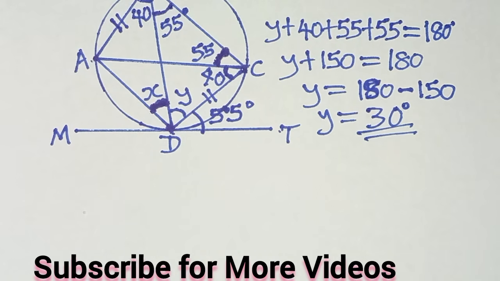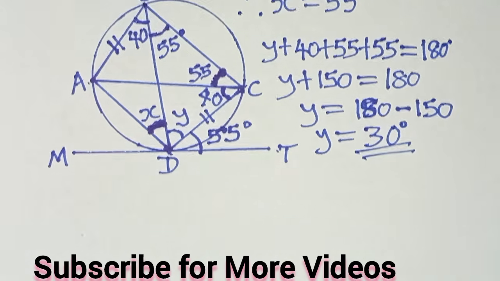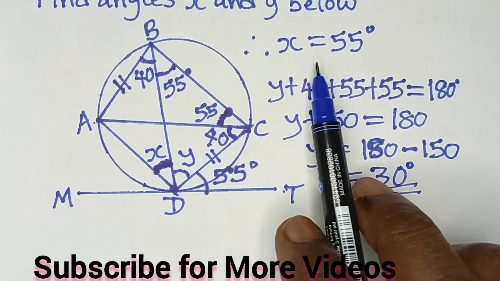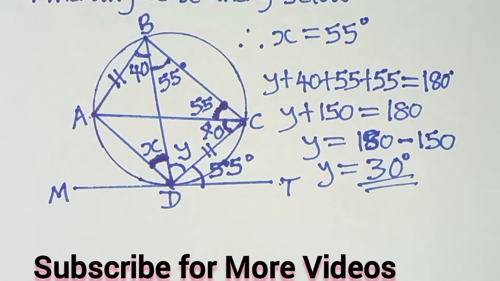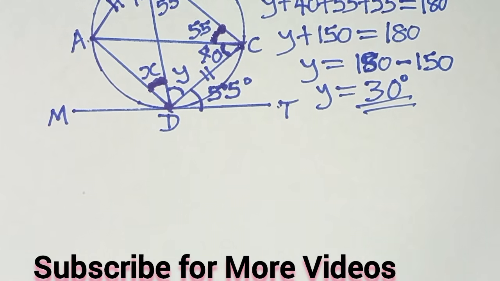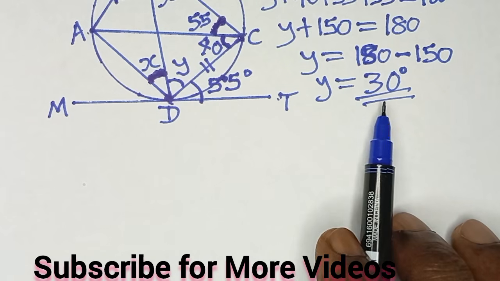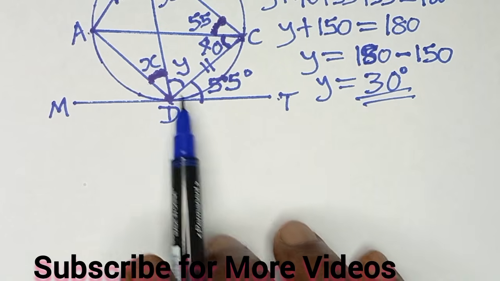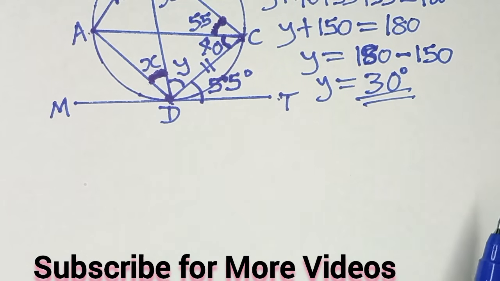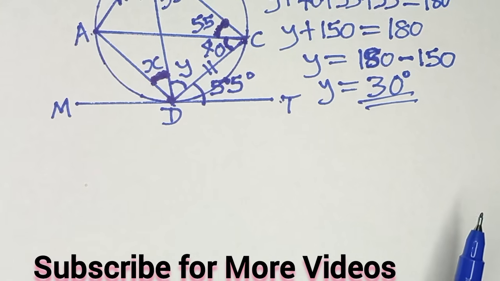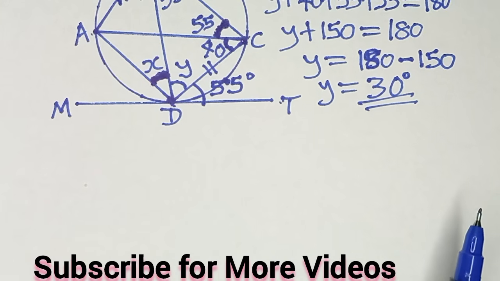So we can now see that the value of angle X is 55 degrees, and the value of angle Y is 30 degrees. As you can see in the diagram, that is what we are asked to look for, and that gives us our final answer.